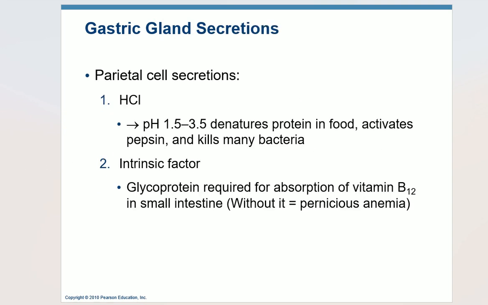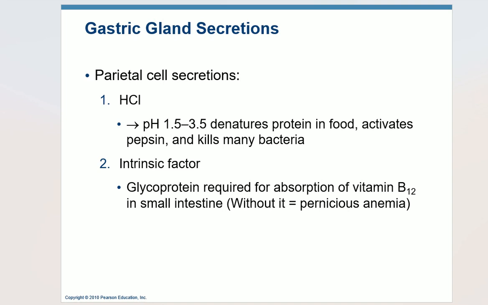So, parietal cell secretion. HCl is hydrochloric acid. Hydrochloric acid is extremely acidic on the pH scale, at a 1.5 to 3.5. What hydrochloric acid in our stomach does is it denatures protein in food. If you've ever eaten ceviche, ceviche is protein that's cooked in citrus juices. Essentially, that is what hydrochloric acid does to protein in our stomachs on a more powerful scale.